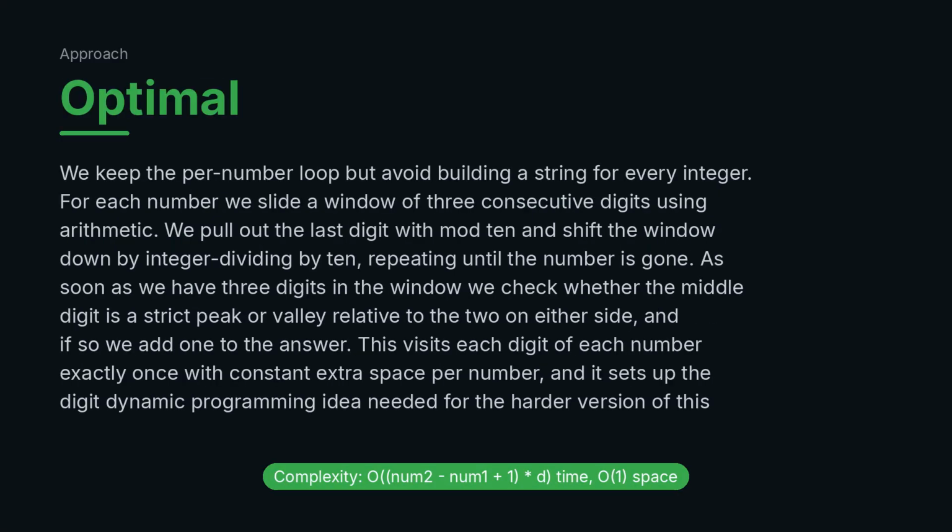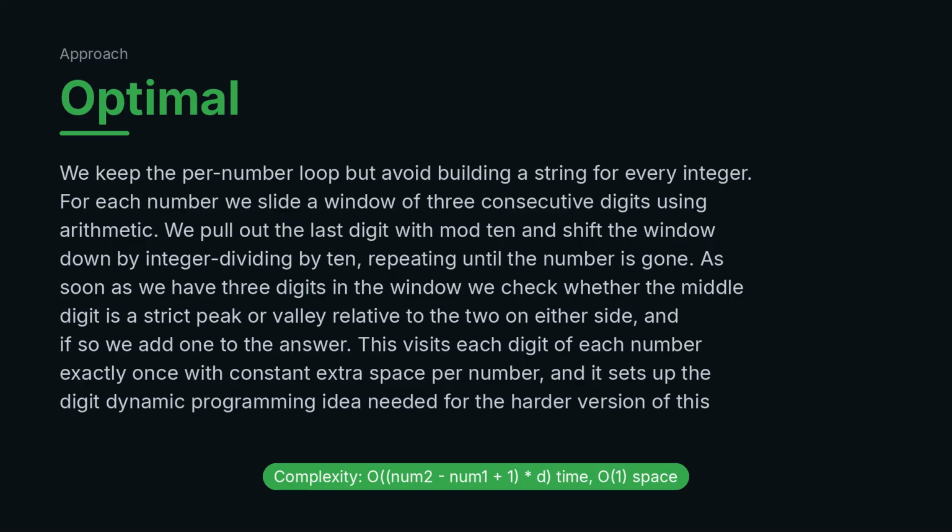We keep the per number loop but avoid building a string for every integer. For each number we slide a window of 3 consecutive digits using arithmetic. We pull out the last digit with mod 10 and shift the window down by integer dividing by 10, repeating until the number is gone. As soon as we have 3 digits in the window, we check whether the middle digit is a strict peak or valley relative to the 2 on either side, and if so, we add 1 to the answer.